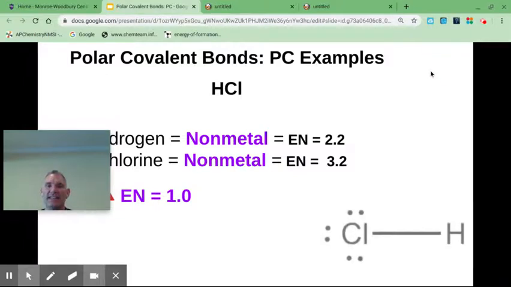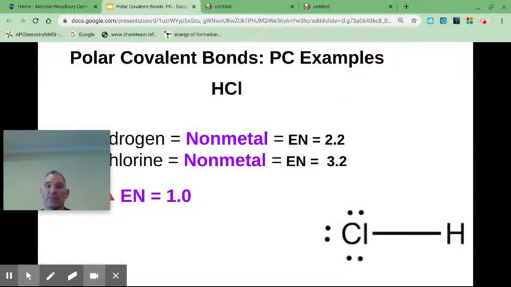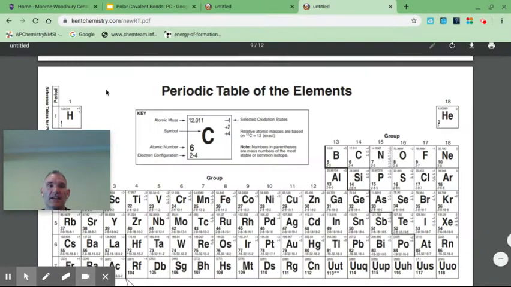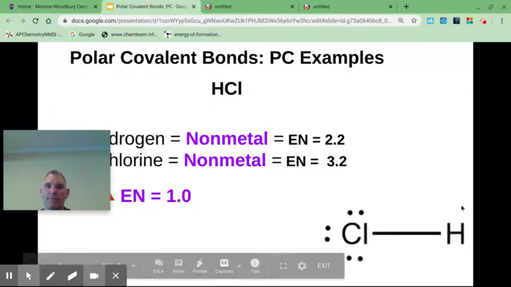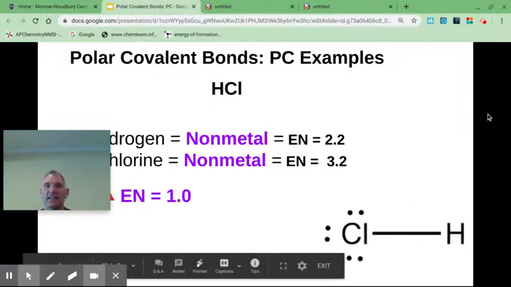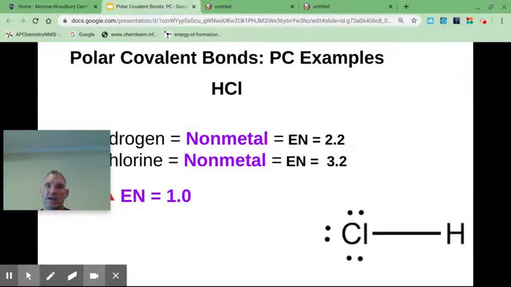Lastly, when I look at the diagram of hydrogen chloride or hydrochloric acid, HCl, I can see that it is not equal. Notice I have only an H on this side, but on the other side, I have Cl with all of these extra Lewis dot valence electrons. So it's not equal. If I look at the charges, H has a positive charge, Cl has a negative charge, so I'm going to have opposite charges, again, making it polar. Again, not hard to do, but it does require some work.